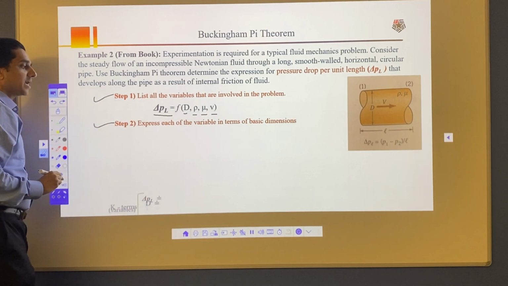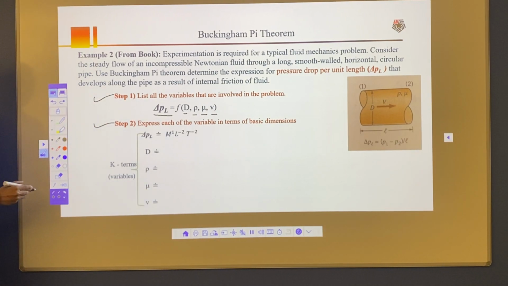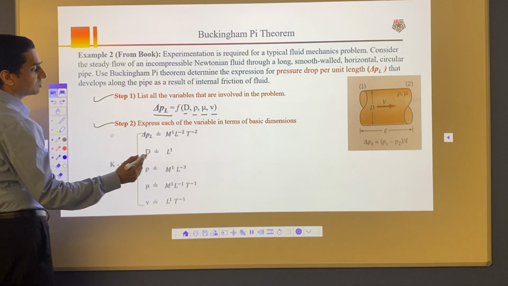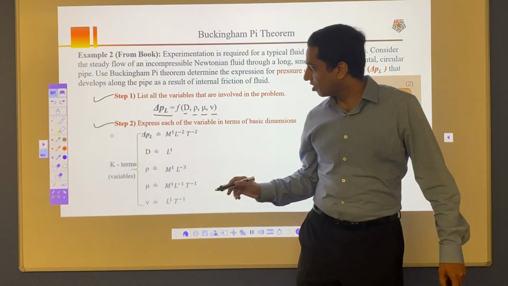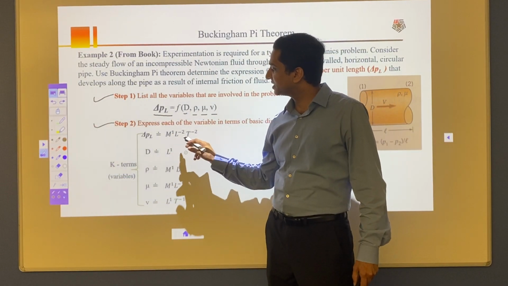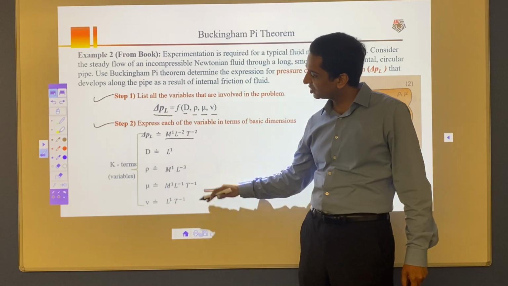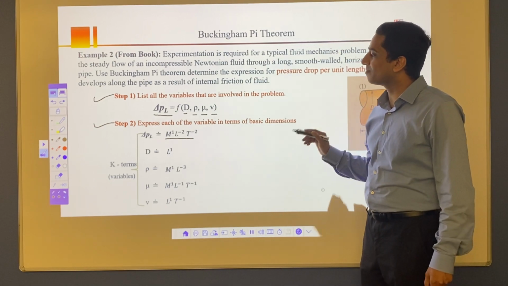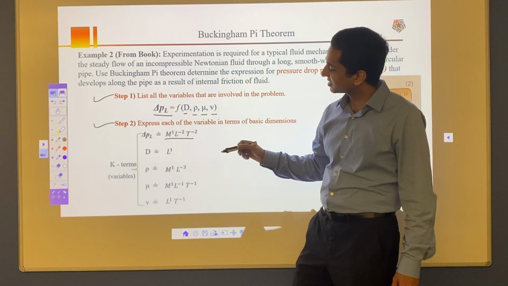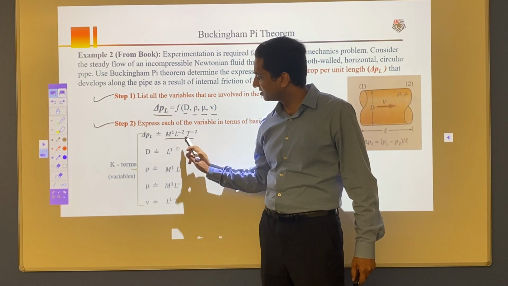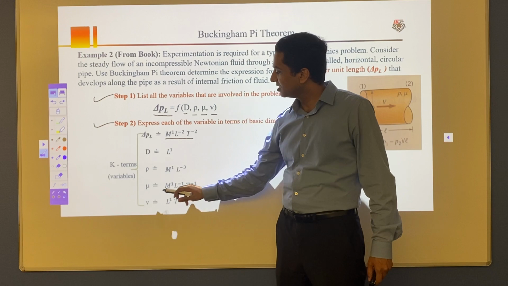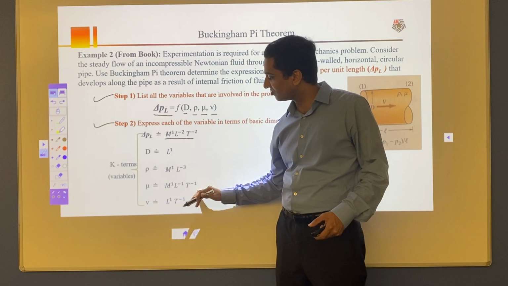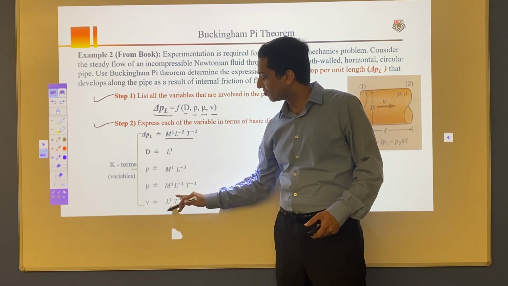Then step 2, write down their basic dimensions. My variables are here, and the basic dimensions will be like this. Basic dimensions means the form of M, L and T. For pressure per unit length, you will get your basic dimensions like this. Make sure that you understand this process. Basic dimensions are nothing but the unit written in MLT form: mass, length, time. Diameter is just length. Density is again the same, M1 L to the minus 3. For viscosity, find out the unit and write it down in MLT form. And velocity is meter per second, L1 T to the minus 1.